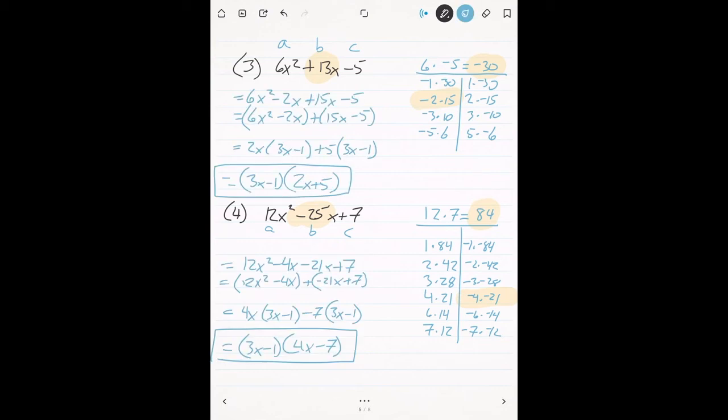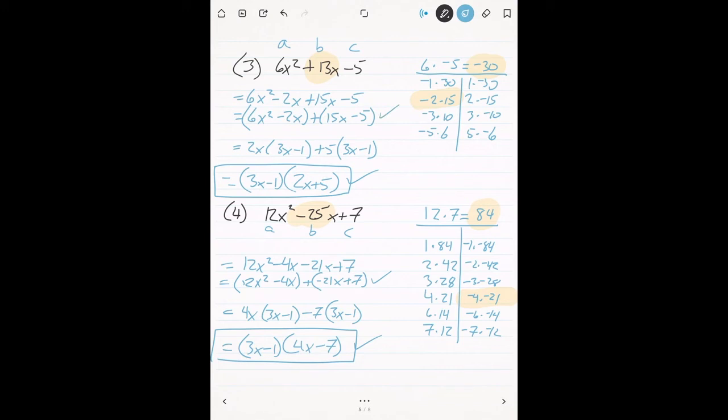All right, well, hopefully you're able to get to these final solutions. For problem 3, we end up with the solution 3x minus 1 and 2x plus 5. And for number 4, I end up with 3x minus 1 and 4x minus 7. As you see how I go through the work, you can tell how I substituted the quantities in for the b term, and then how we went through and set up the grouping.